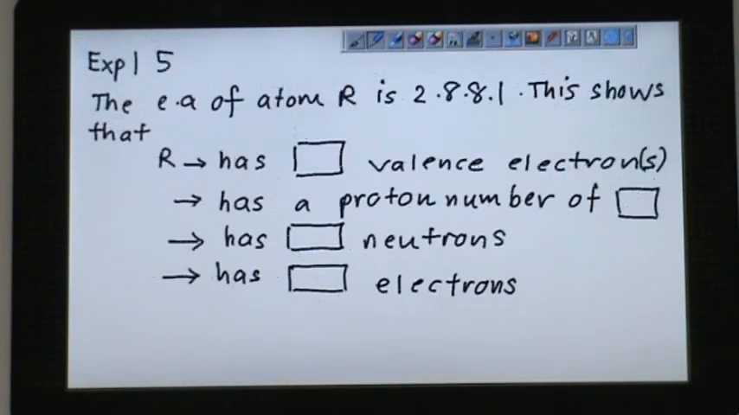Next, example 5. As we look at example 5, the electronic arrangement of atom R is 2, 8, 8, 1. This shows that R has 1 valence electron. It has a proton number of 2, 8, 8, 1, so you add up together, it is supposed to be 19, because 19 electrons means 19 protons.